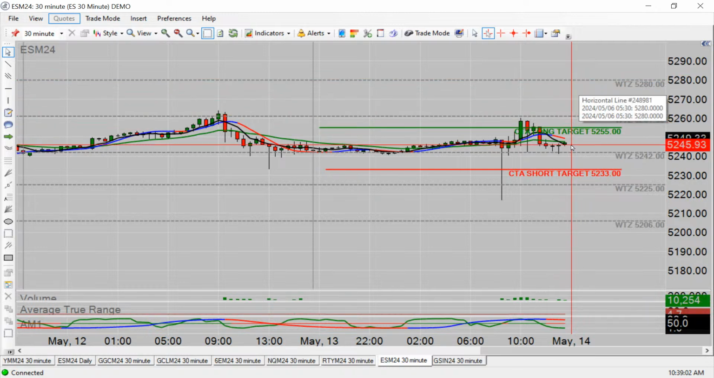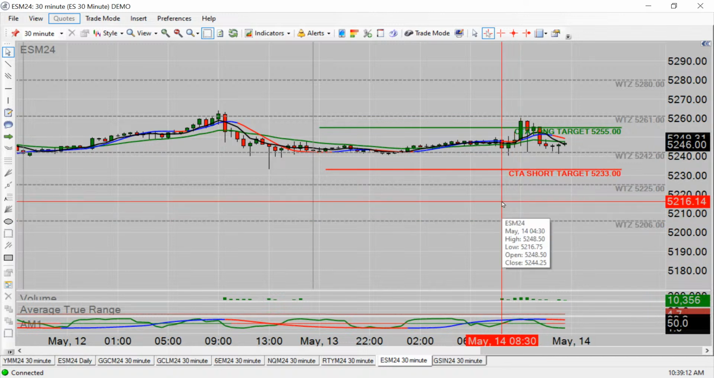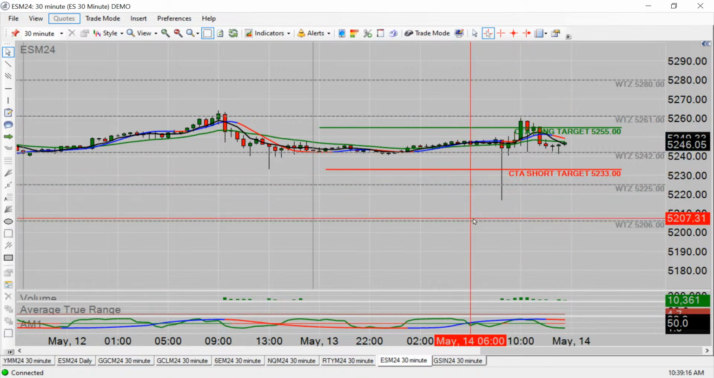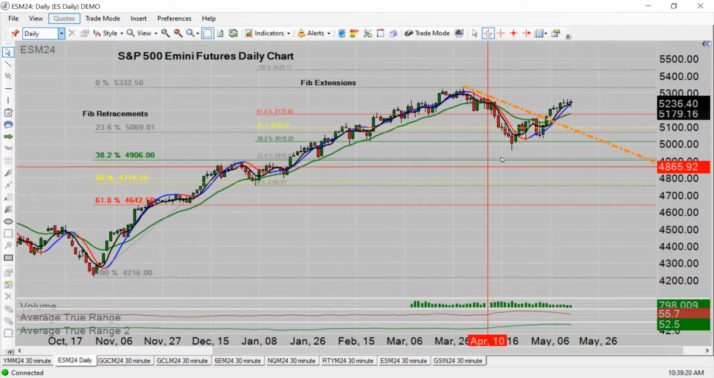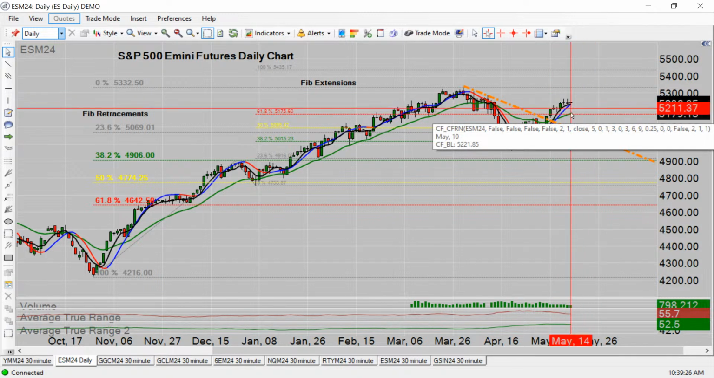The highest probability move is back to the zone. And then if we can get below the zone, back down to the short target and back down to the zone below, and then ultimately below the session. That's the highest probability. As you can see, stop line crossing.